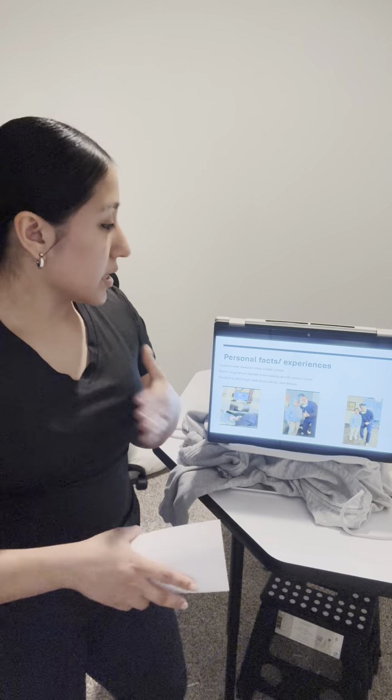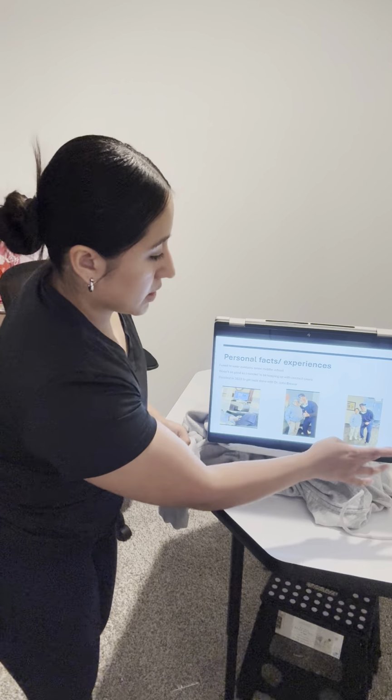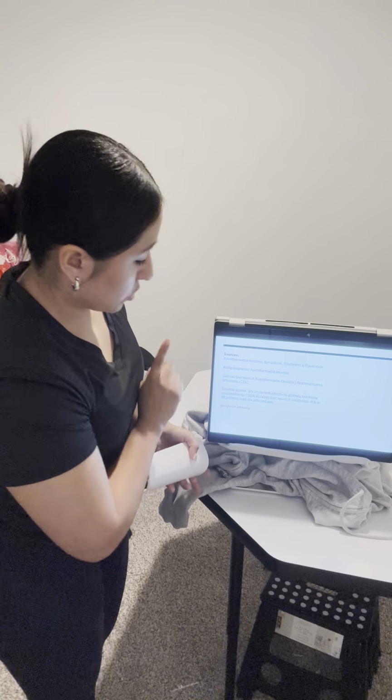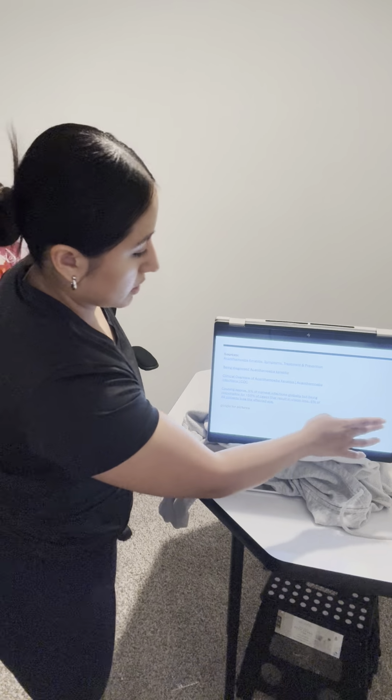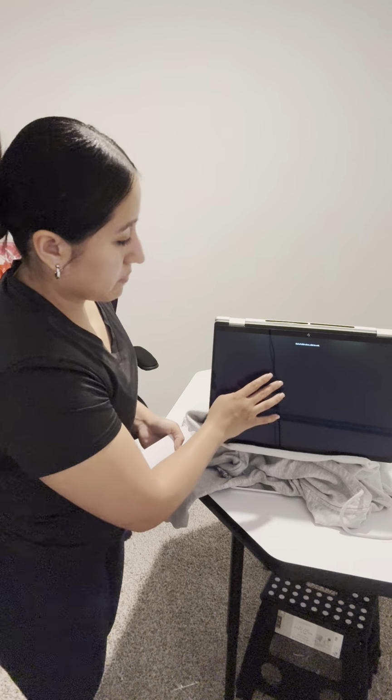And these are the sources that I used. I think I did use some, but okay.